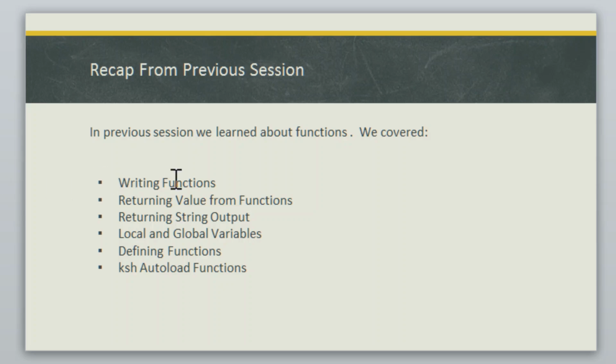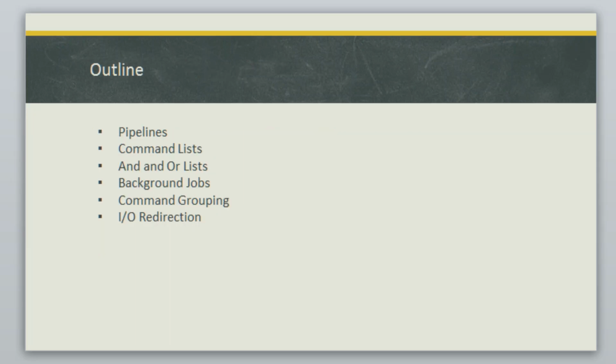Today we're going to be briefly talking about compound commands. Last session, we went over writing functions, returning values from functions, returning string output, local and global variables, defining functions, and case shell autoload functions. This course, we're going to be talking about pipelines, command lists, and/or lists, background jobs, command grouping, and input-output redirection.